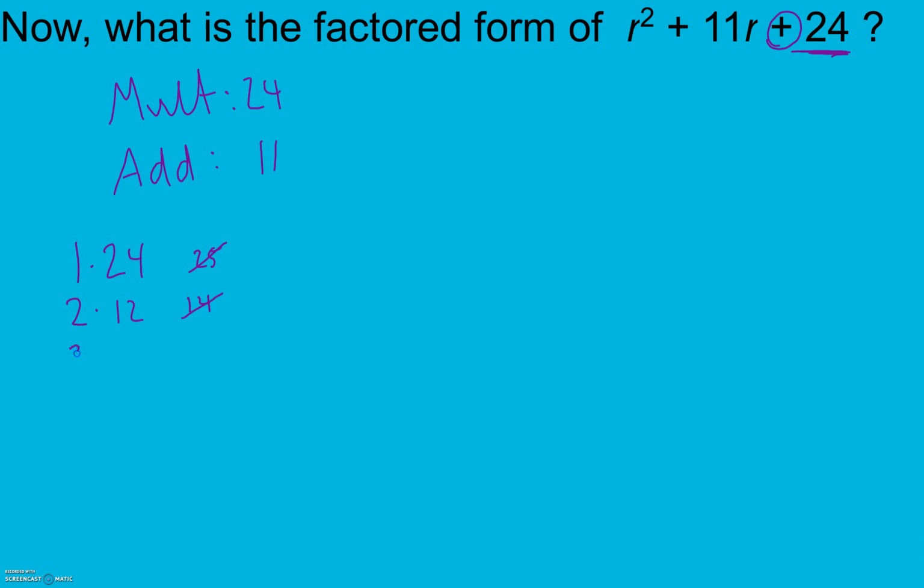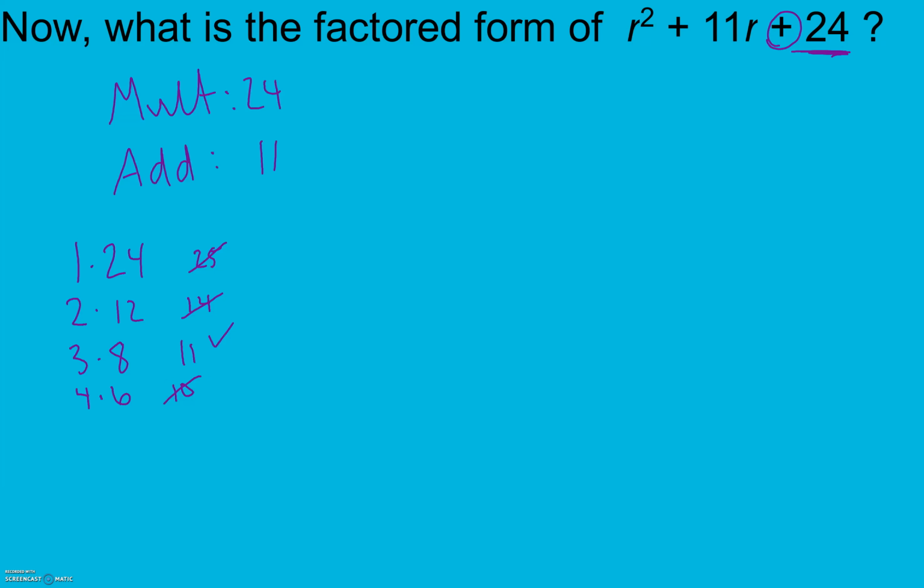Then we try 3. 24 divided by 3, 8. When I add those up, I get 11. That's the pair that I need. We also could have checked 4 times 6, which add up to 10, which isn't what we need. But once we have our pair, we can stop.